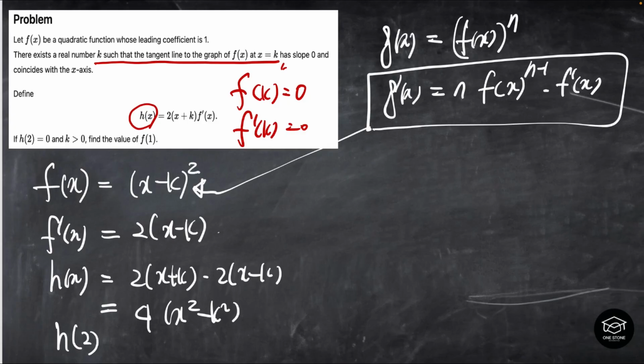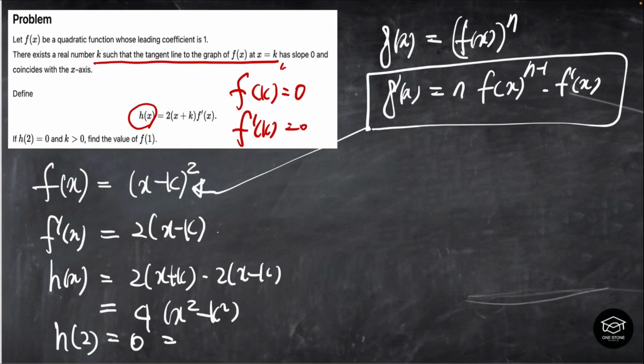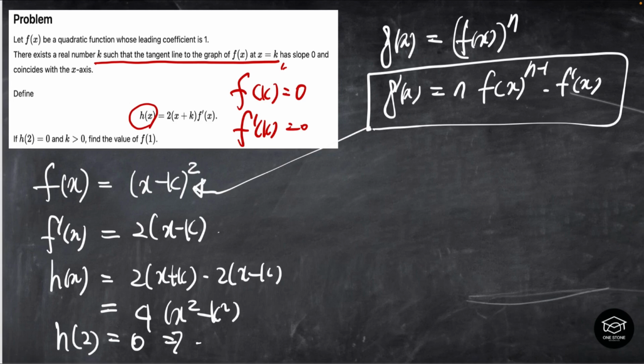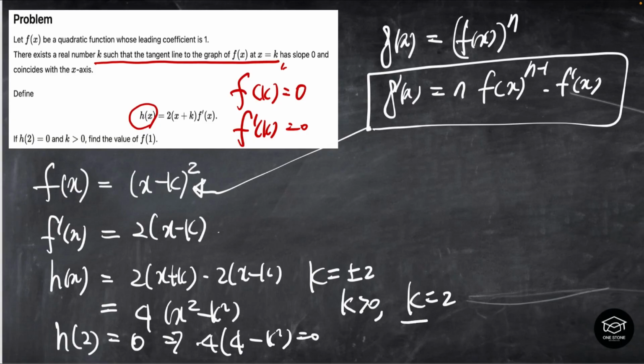Next, apply the condition h of 2 equals 0. Plugging in x equals 2, we get 4 times the quantity 4 minus k squared equals 0. That means 4 minus k squared equals 0, so k squared equals 4. Thus, k is either plus 2 or minus 2. But since we are told k is positive, we take k equals 2.